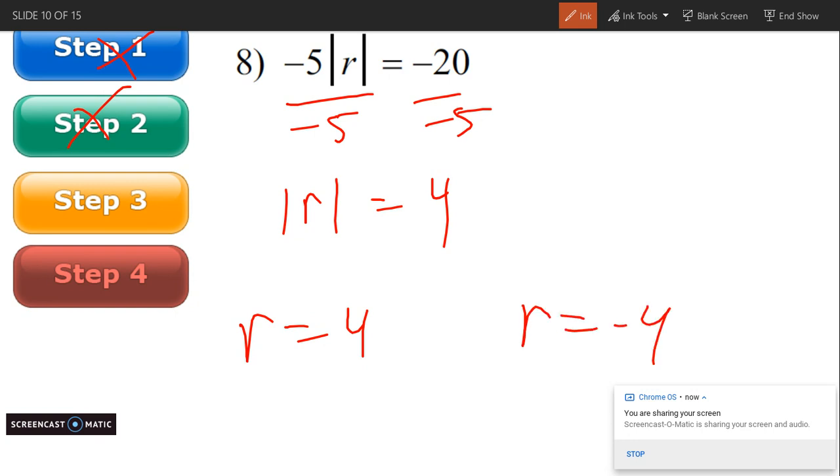Okay, step 3, you're setting up two separate equations, one where you just drop the absolute value bars, the other one where you drop the absolute value bars and make it negative. Step 4 is to solve. They are already solved for the variable, so we are done there. R equals 4 and r equals negative 4. You can see that if we put both of those back into the original equation, absolute value of 4 is 4, absolute value of negative 4 is 4, and 4 times negative 5 is going to give us that negative 20 that we're looking for.